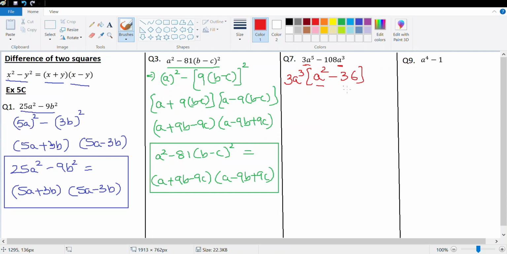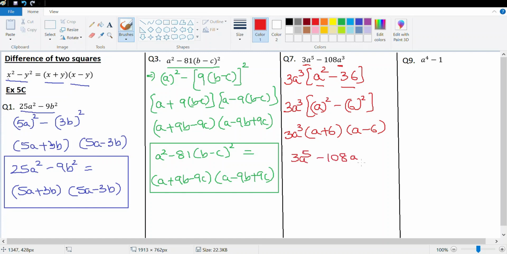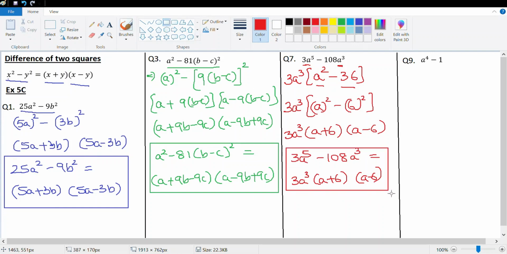Now this is of the form x square minus y square. Let's write it once again. This can be written as a square and this can be written as 6 square. So this would be 3a cube times (a plus 6) multiplied with (a minus 6). Final answer: 3a to the power 5 minus 108a to the power 3 is equal to 3a cube times (a plus 6) multiplied with (a minus 6). Right, that's the way to represent the final answer. Let's look at the next question.